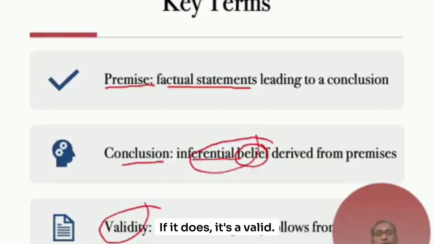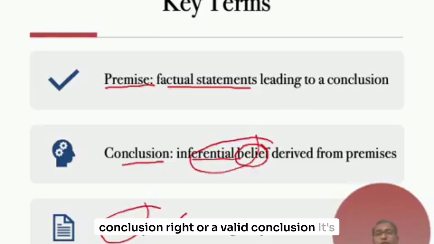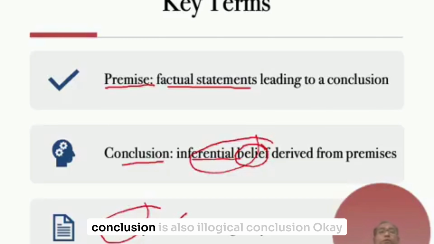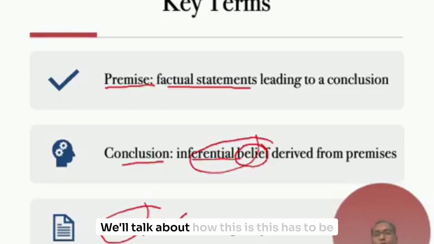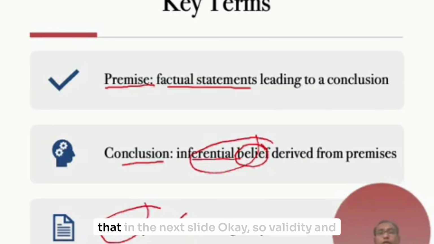If it does, it's a valid conclusion. If it's not, then it's an invalid conclusion. A valid conclusion is also called a logical conclusion, and an invalid conclusion is also called an illogical conclusion. Now, in the next slide, we'll talk about how this has to be separated from the truth.